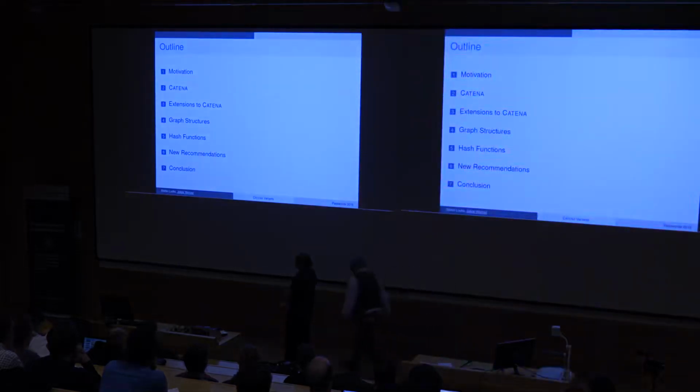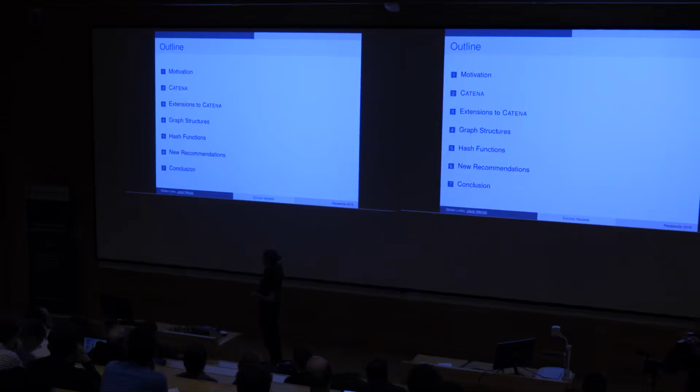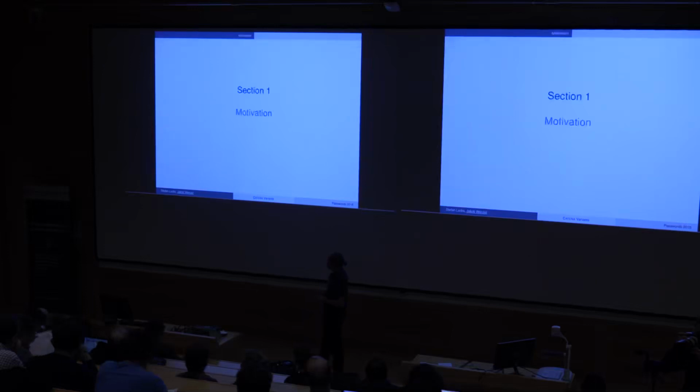So I want to do some motivation at the beginning, then introduce the Catena framework itself again, because some of you might not know it so far. Then I want to present some extensions, some basic graph structures which we use to instantiate the core of Catena. Then I want to talk about the hash functions which we consider, but this is just a brief comparison. And at the end, the most important part, I want to present 4 new recommendations which we found so far, which we constructed based on our requirements.